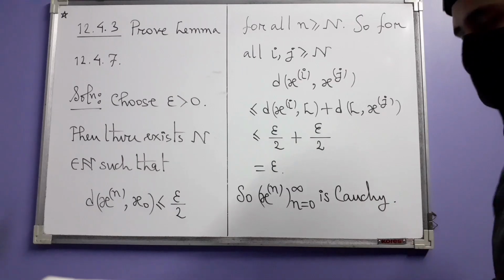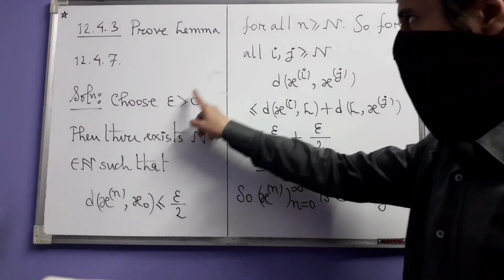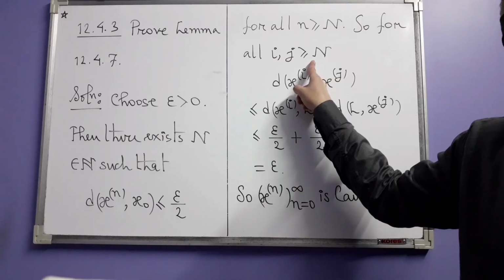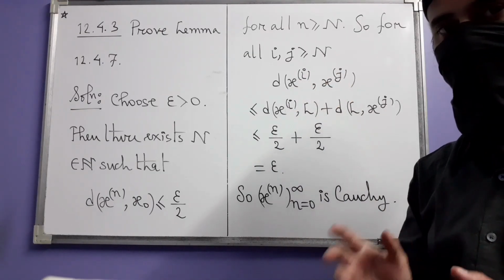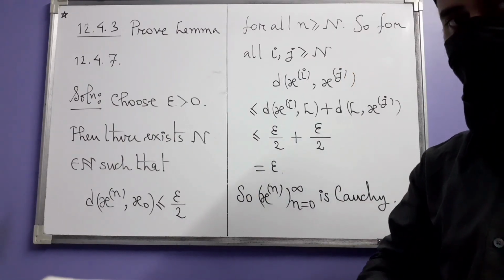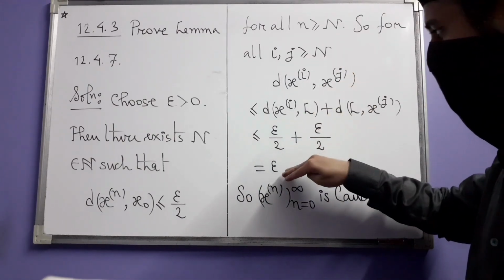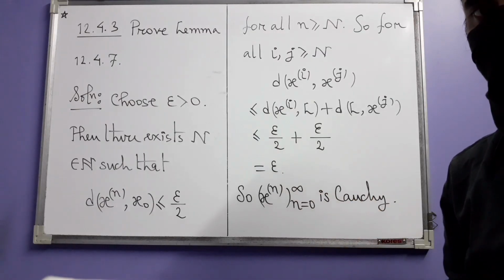But then what is it that you have shown? You have shown that for any epsilon there exists a stage N such that the distance between the ith and jth terms of our sequence, after that stage, all such distances are less than or equal to epsilon. So that means Xn is a Cauchy sequence. That's it.